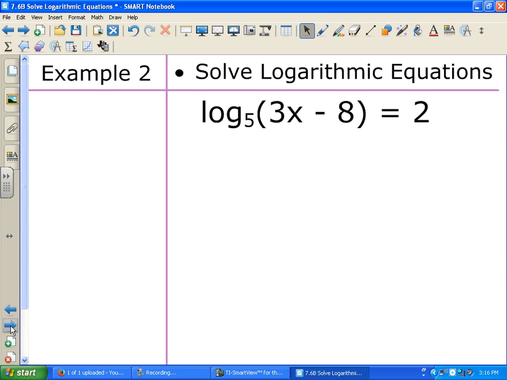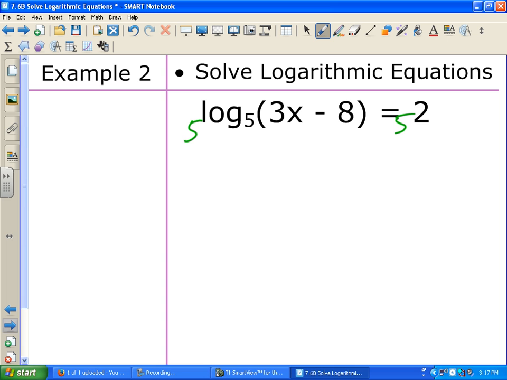Next example. Log base 5 of 3x minus 8 is equal to 2. That's a problem that looks hard. It's not. This problem sure would be a lot better if I didn't have a log base 5 in it. Sure would like to get rid of that log base 5. However in the world will I do that? Perhaps I'll introduce a base 5 to both sides of the equation.